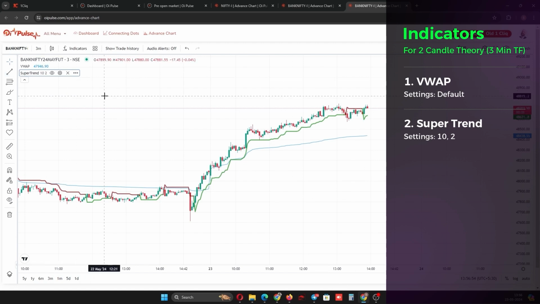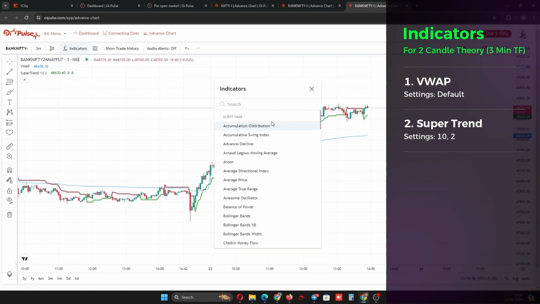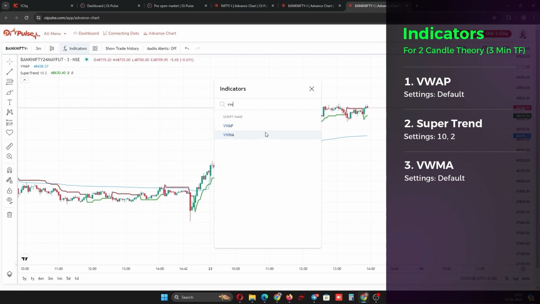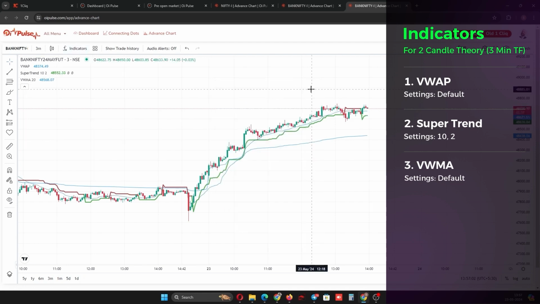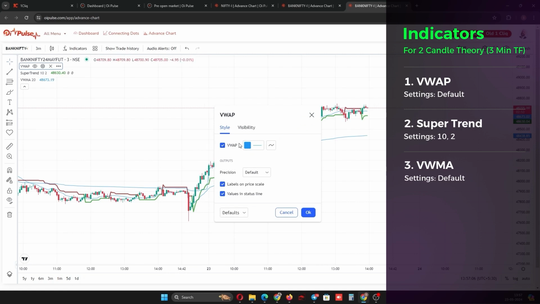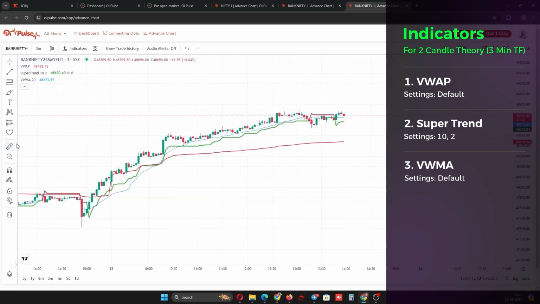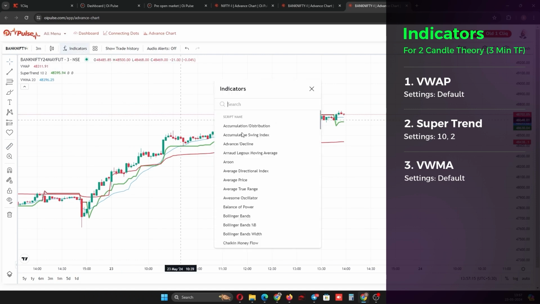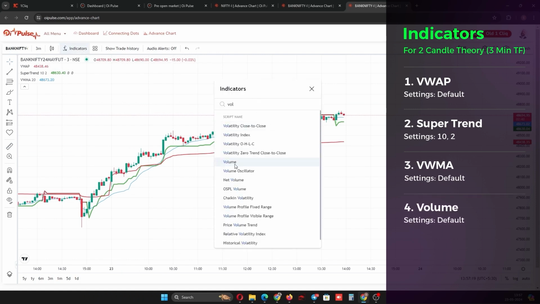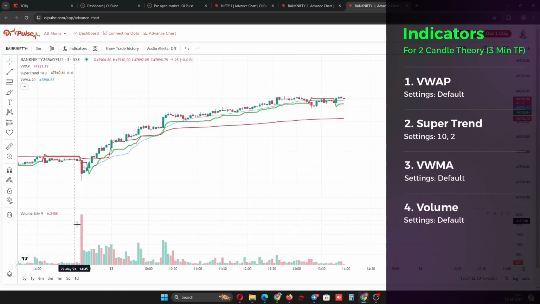Okay guys. And the next indicator we will be using is VWMA. So this is a VWMA. We will change the VWMA color to red for easier identification. And the next indicator we will be using is volume. So we have added the volume here.